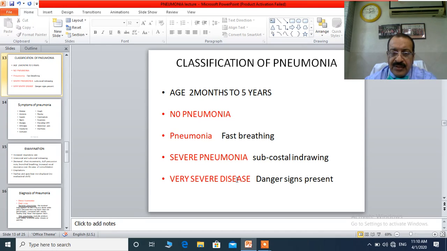The rate of respiration is above the limits which have been mentioned. In severe pneumonia, the child has subcostal or intercostal recessions, indicating increased work of breathing and decreased lung compliance. Similarly, in very severe disease, the child will have not only fast breathing and subcostal recessions, but also danger signs. Severe pneumonia and very severe disease should be admitted to the hospital.